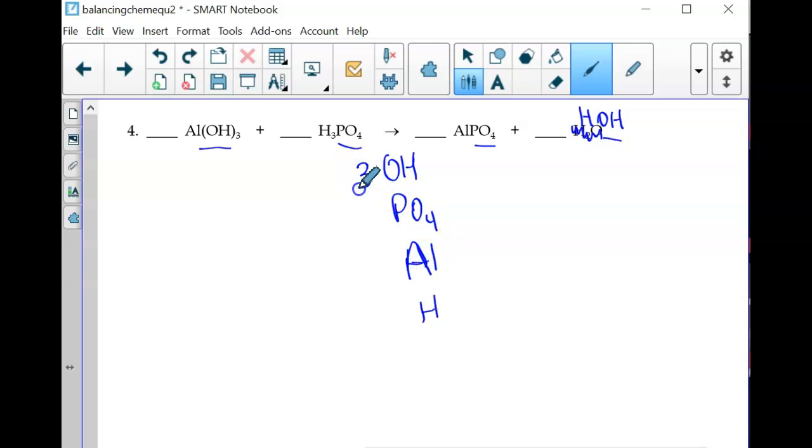Okay, so I have 3 OHs on the left. I have 1 PO4, 1 Al, and 3 H's on the left. On the right, I have 1 OH, right? Because this is really HOH. So I have 1 OH, 1 PO4, 1 Al, and then I have 1 H that's not part of the OH we already counted up here. Questions about my list and my numbers?